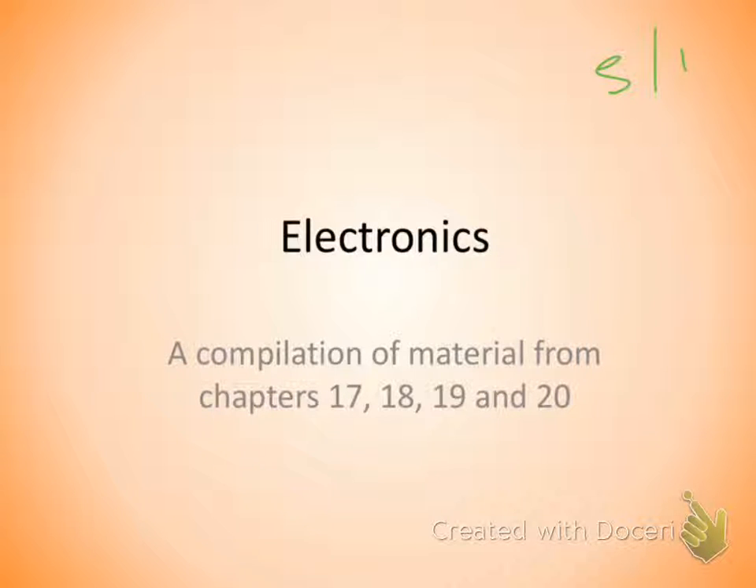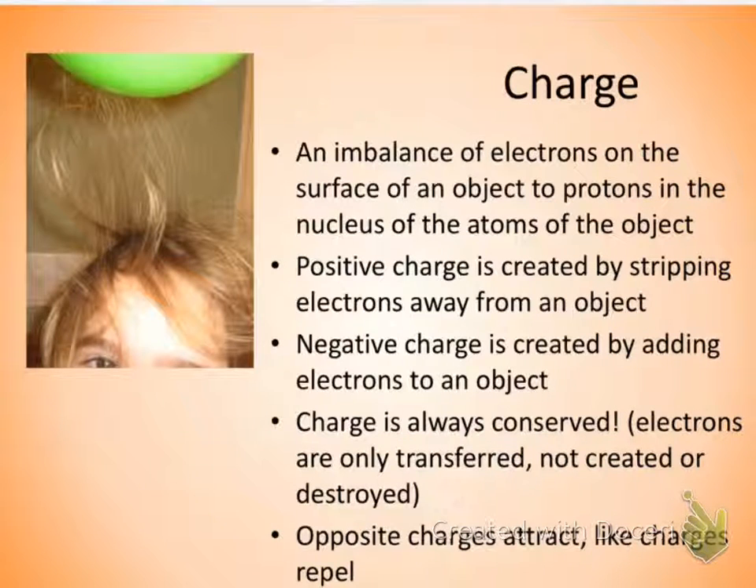And we're just doing a compilation of some electronics and electricity and magnetism concepts from a couple chapters. So we're going to talk about charge primarily here. And it's just an imbalance of electrons to protons in an object. So if we look at all the atoms that make up an object, and we look at all of their nuclei, and we count protons, which we're not doing, they start off, if it's a neutral object, with the same number of protons and electrons, and that means there's no charge. There's no overall charge because the positives cancel out the negatives.